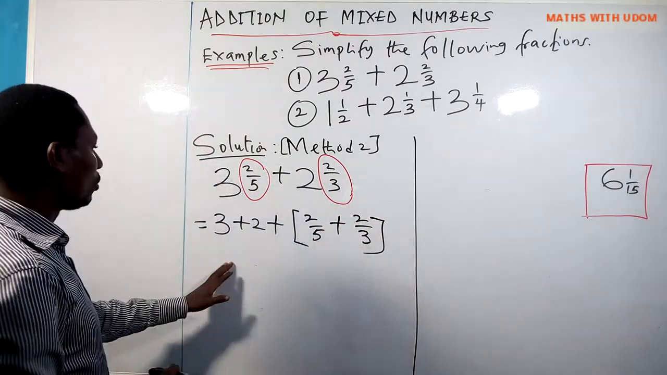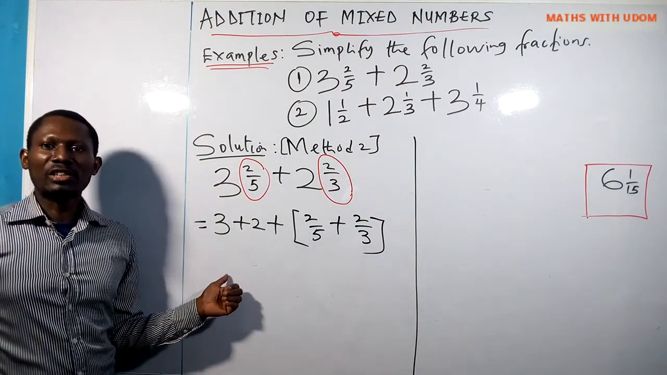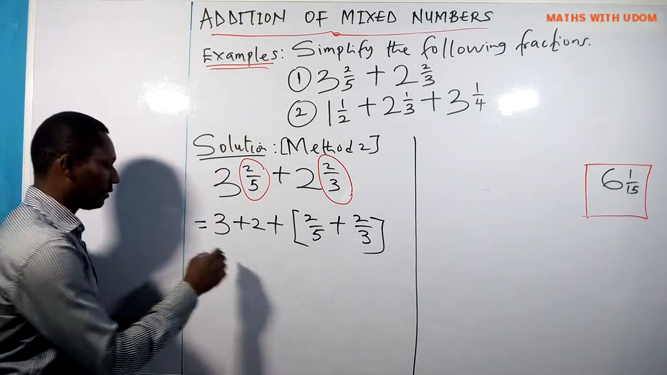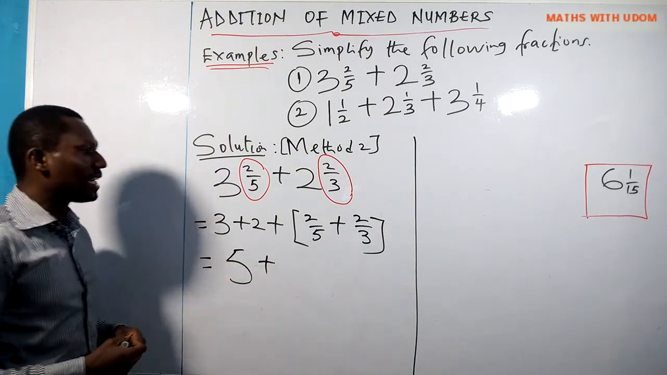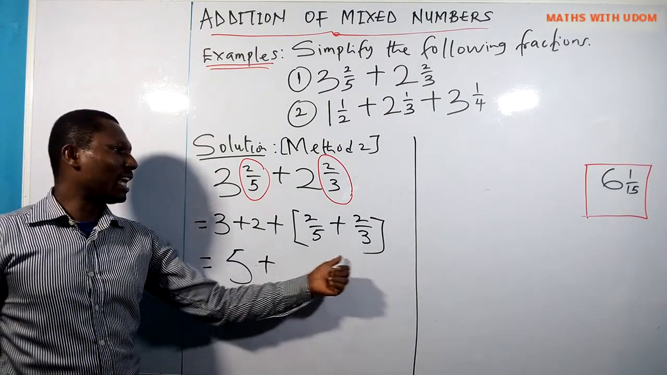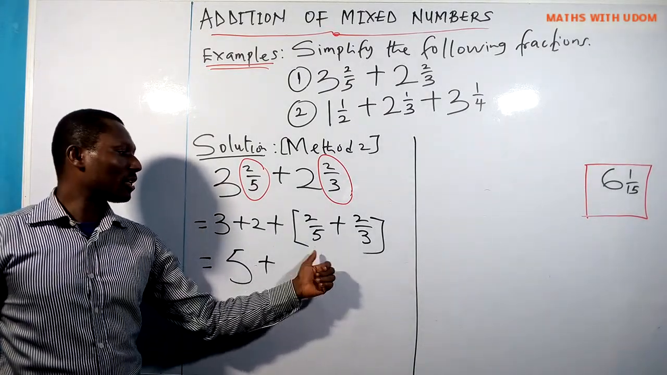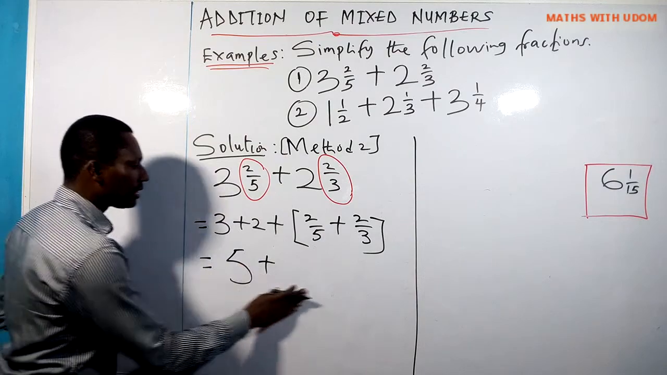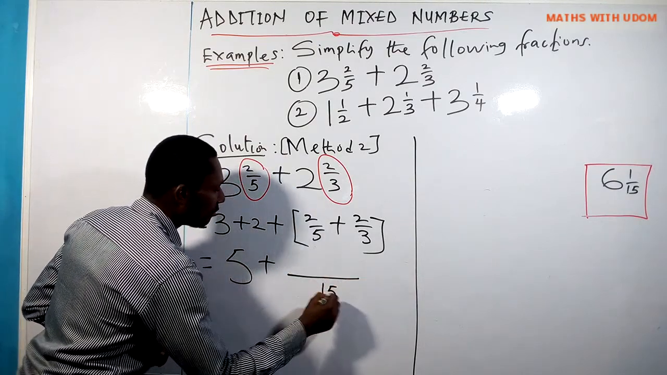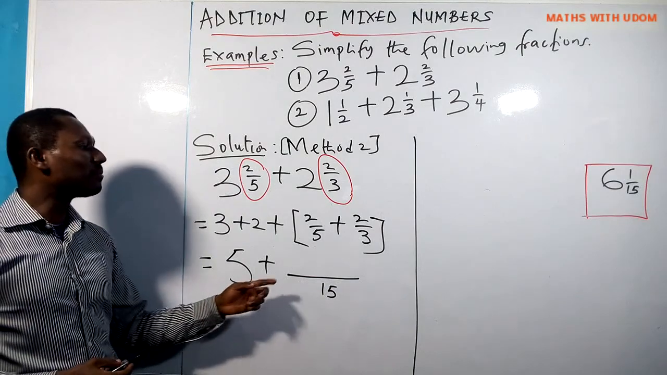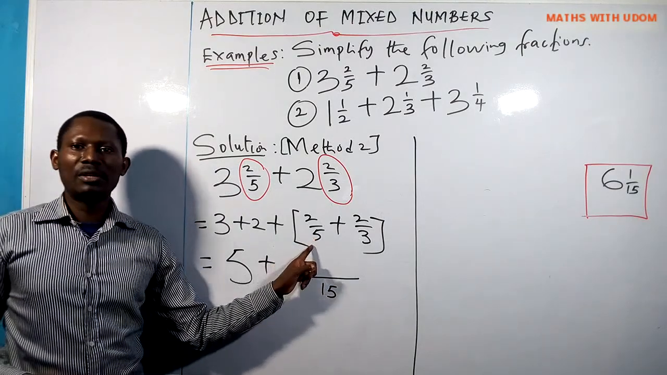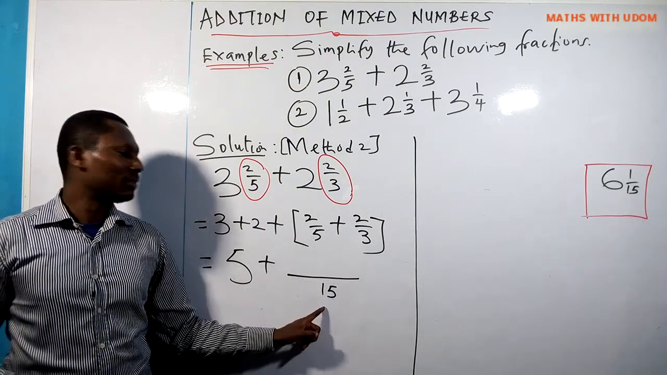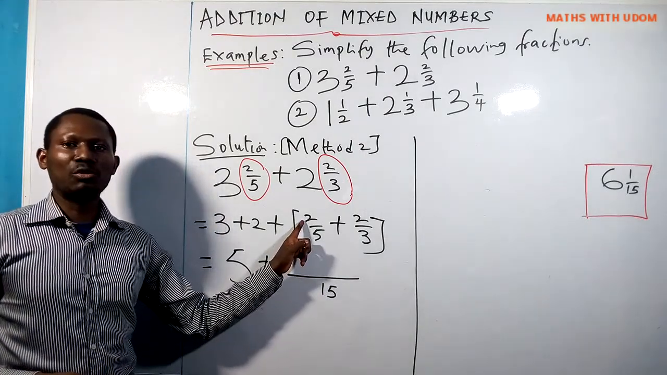So the next thing we are going to do is that we add the whole parts together. So what is 3 plus 2? 3 plus 2 will give us 5. Plus, now, the fractional part, we look for the LCM of the denominators. So if you get the LCM, that will give us 15. We have done that before, 15. So all we need to do is write our LCM 15. So the next thing is, how many 5 can go in 15? 3. 5 in 15 is 3. So 3 times our numerator 2.